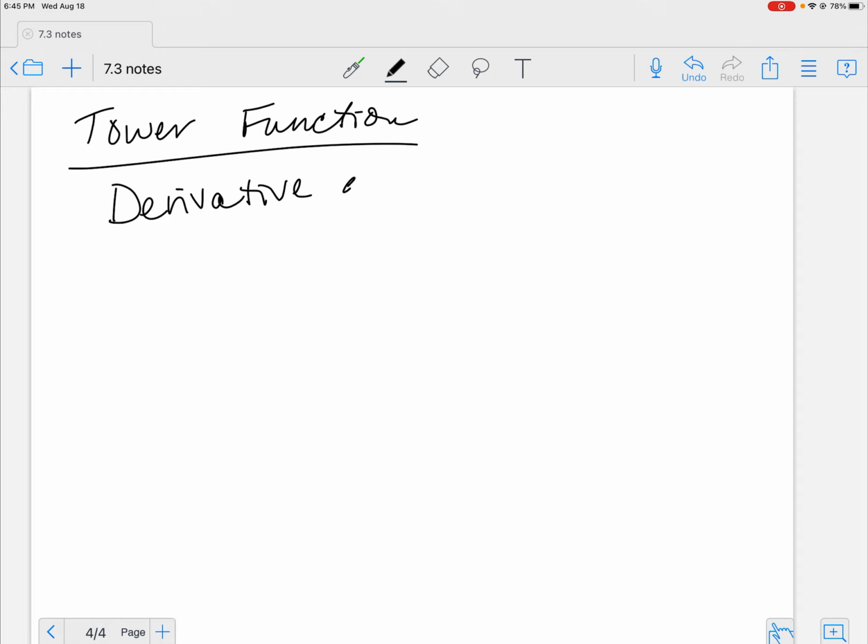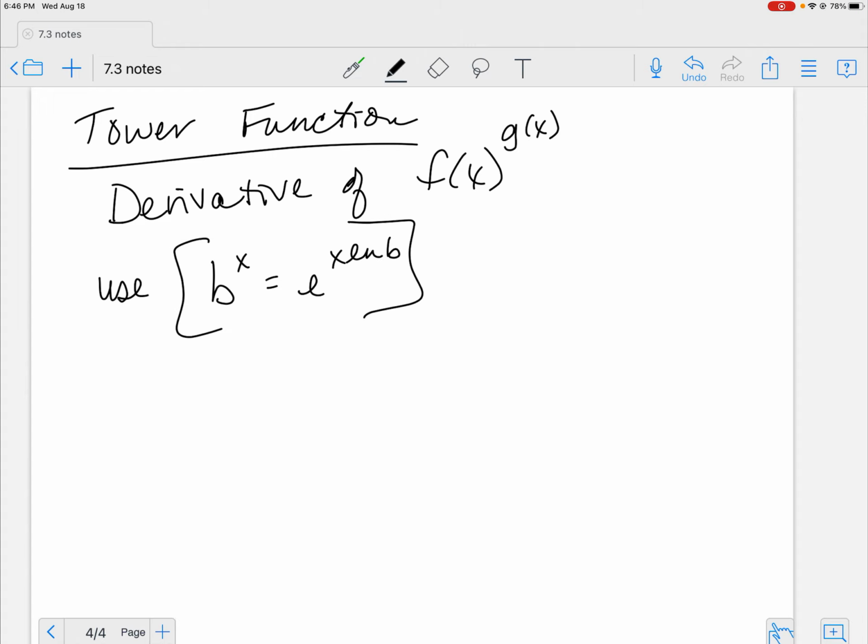If I want to take the derivative where I have a base that's a function and my exponent is a function, a function to a function, so it's in the exponential category here, we are going to use b to the x is equal to e to the x natural log of b. We're going to use this because it's using e, which will make our life easier. All right, so see how this plays out.